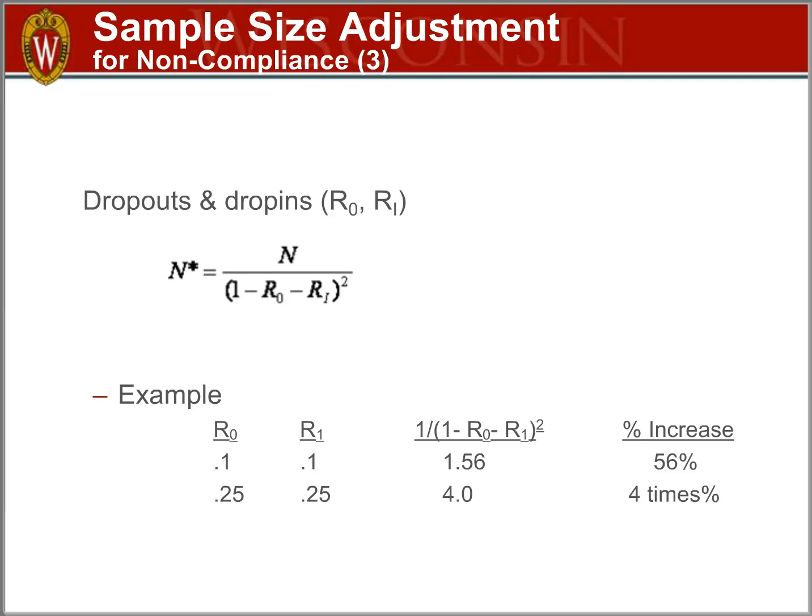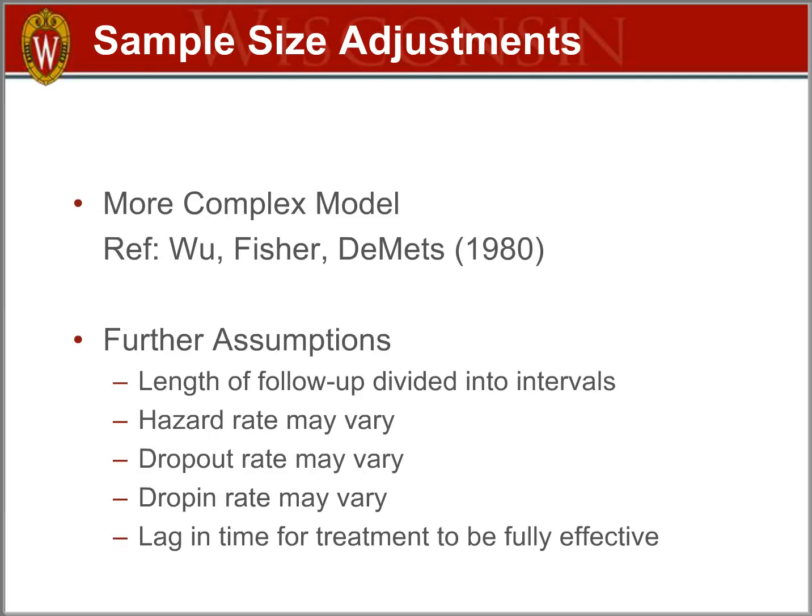Suppose things are a little bit worse, 25% dropout, 25% drop-in. That would require a 4-fold increase in sample size. So the non-adherence is serious business, and it must be considered in the sample size and the design of your trial. There are many more complicated models.